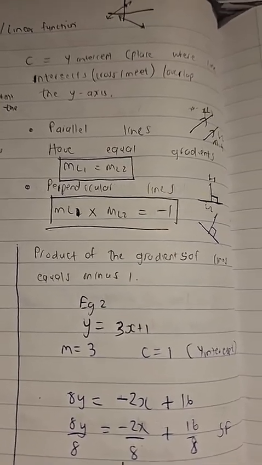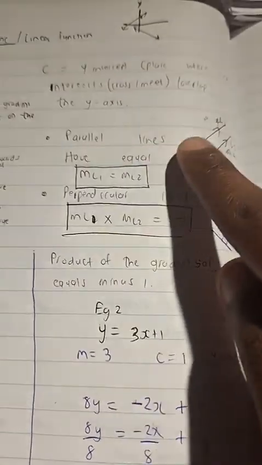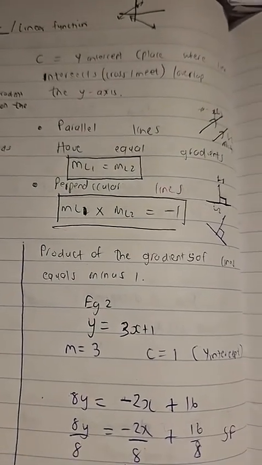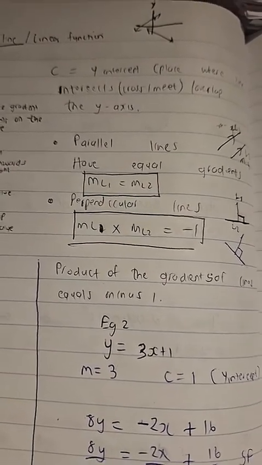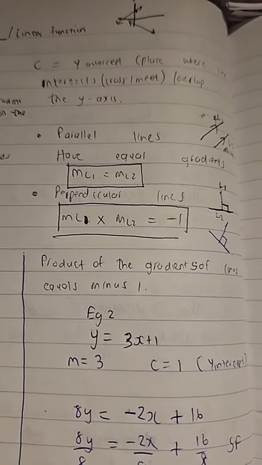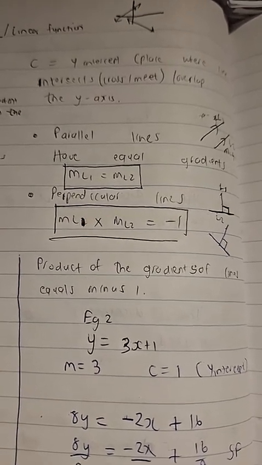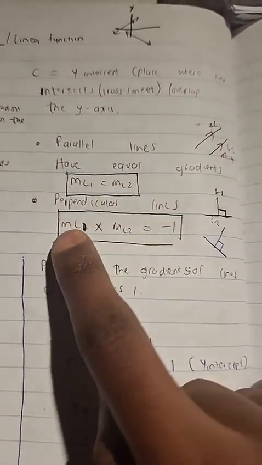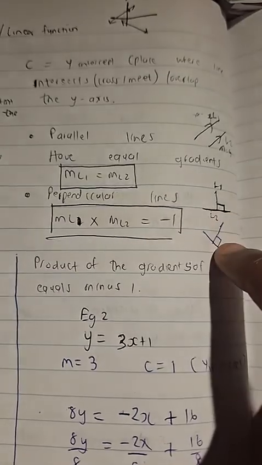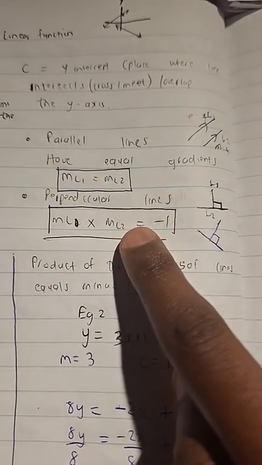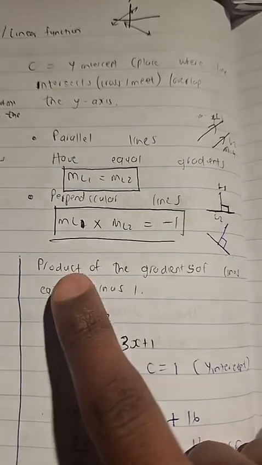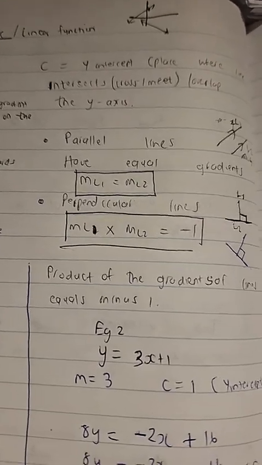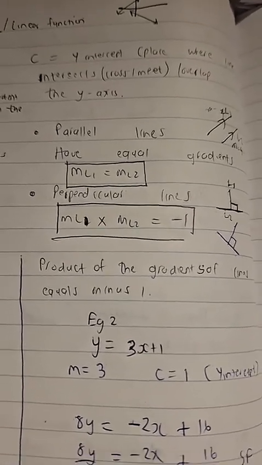You will have to make sure that you never ever forget this one. You need to engrave it in your mind. As a grade 9 learner, you need to engrave this in your mind. Parallel lines have equal gradients, but for perpendicular lines, the product of the two gradients should equal what? To -1. That is something you need to note now and forevermore.